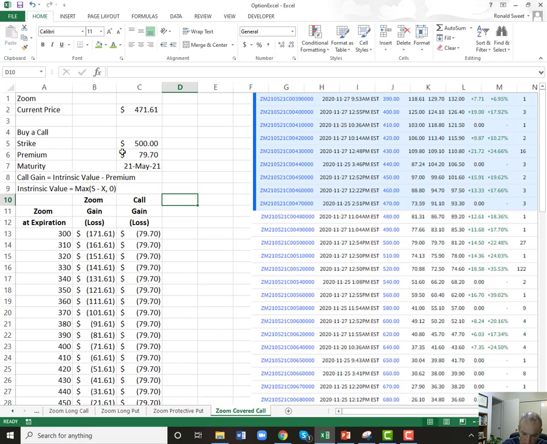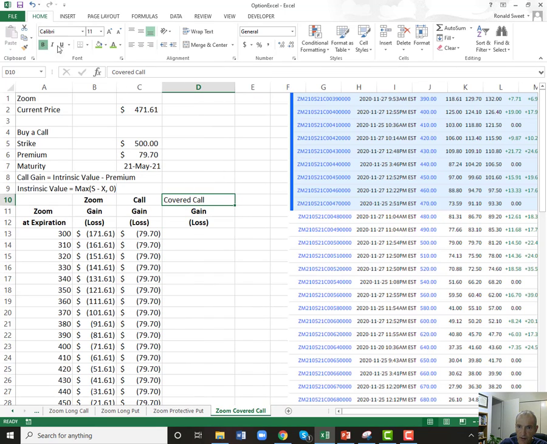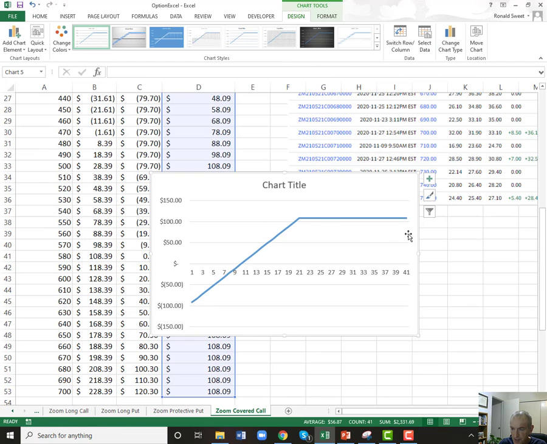And so when you do the covered call, gain or loss, remember with a covered call, you own the stock and you sell the call. So all I have to do is just do minus that. So it's the stock minus the call value. Copy that down, kind of the upside down hockey stick for the covered call.